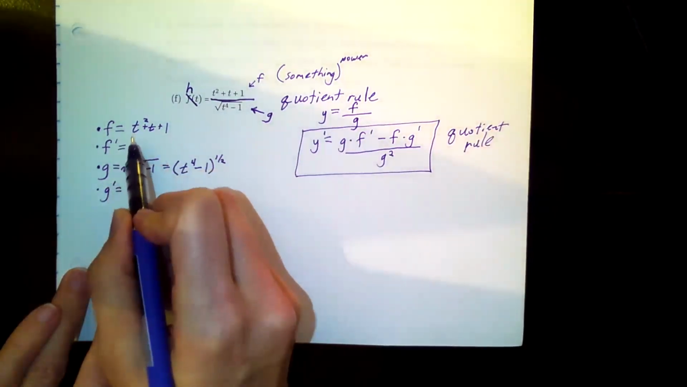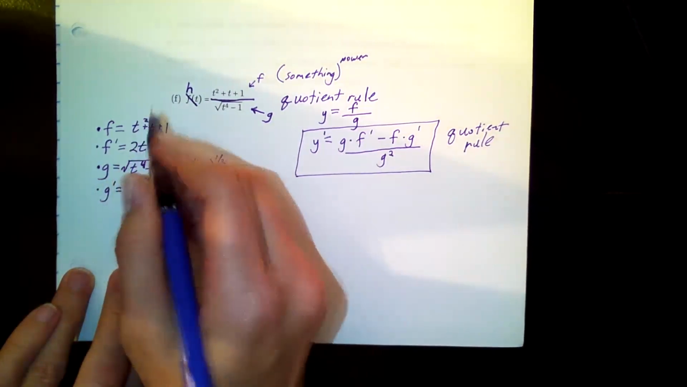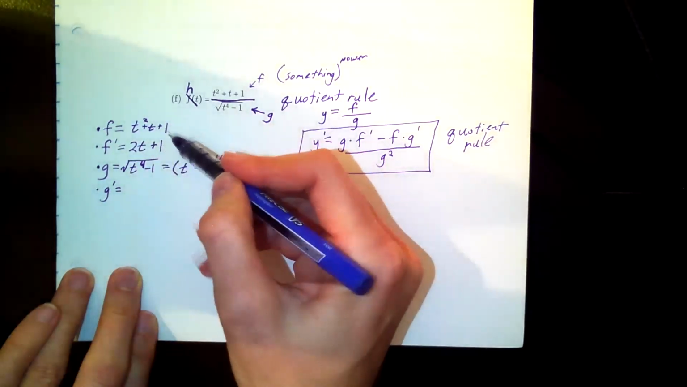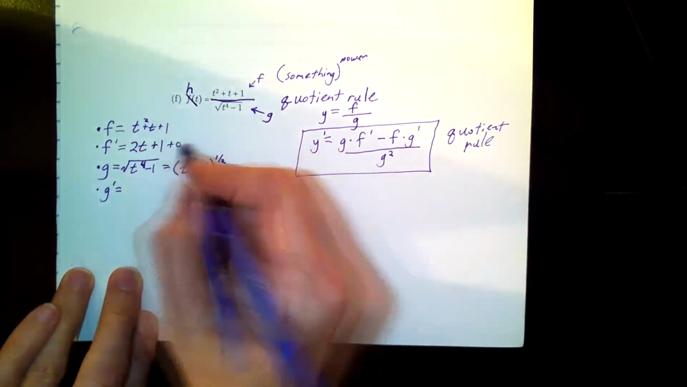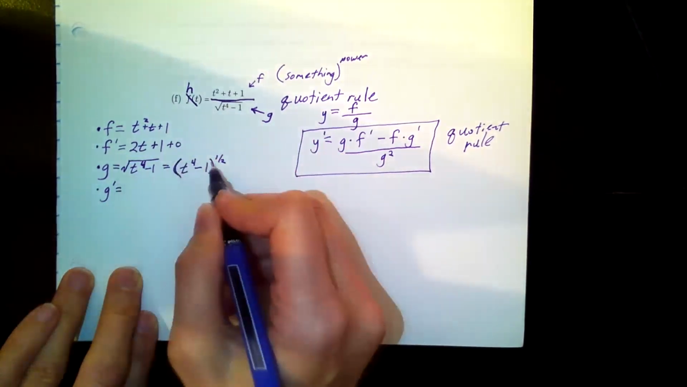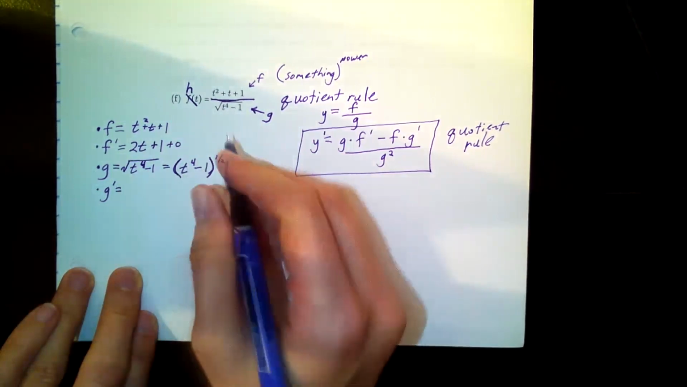So let's start with f prime. The derivative of t squared is 2t. The derivative of t is 1, just like the derivative of x is 1. And the derivative of 1 is 0. So write that in there for emphasis. For g, this looks like something in parentheses to a power. This is t to the 4th minus 1, to the 1/2 power.